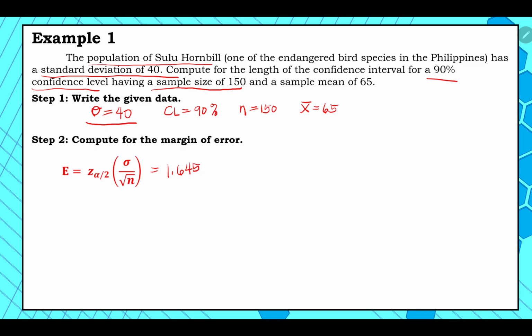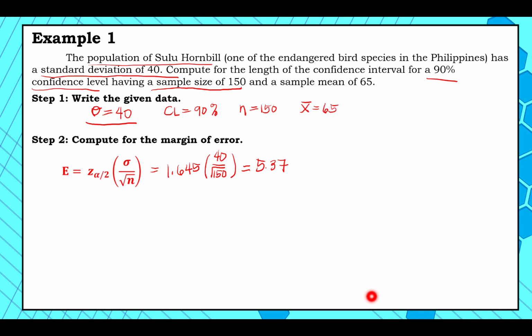So, yun yung nadagdag na process sa ating pagko-compute ng margin of error. So, standard deviation from the given is 40 divided by square root of 150. Pag kinompute nyo yan using a calculator, 40 divided by the square root of 150 multiplied to 1.645, the answer is 5.37. Syempre, rounded off to the nearest hundredths.